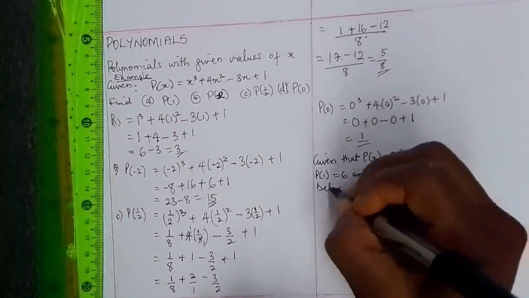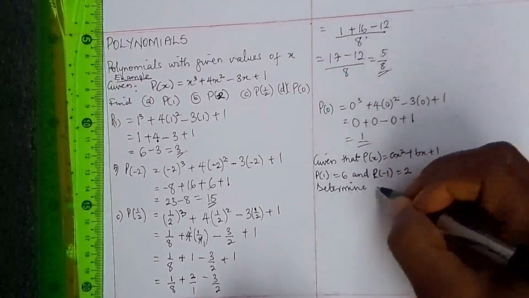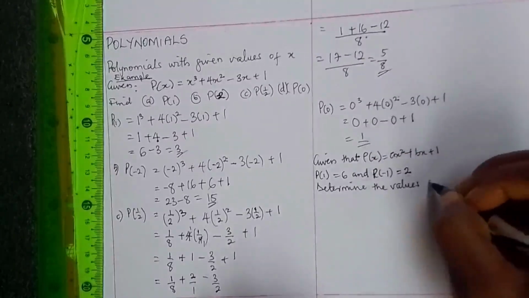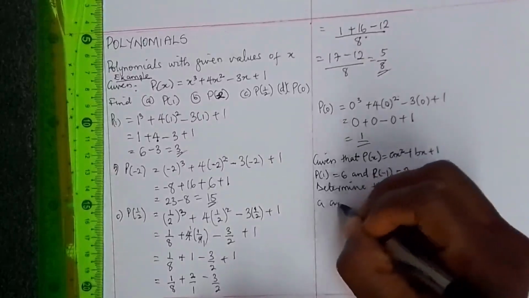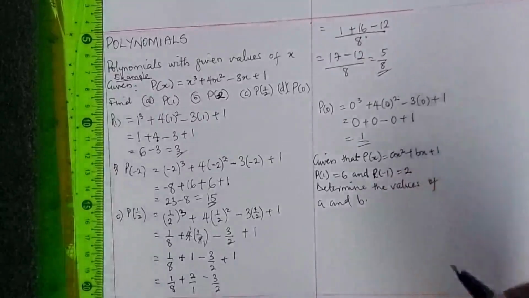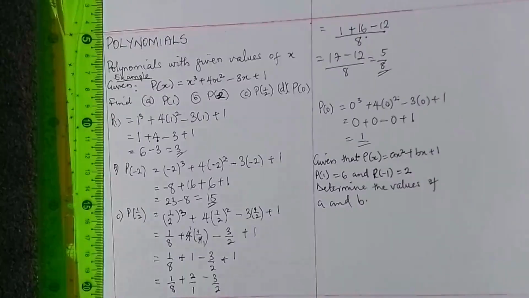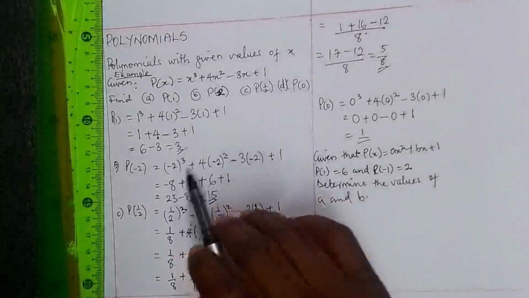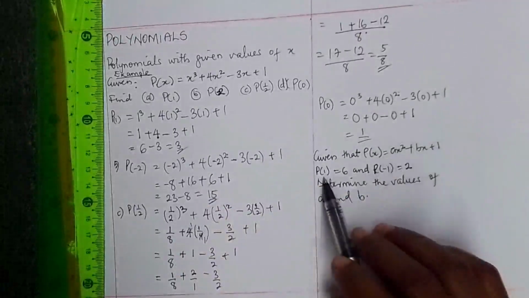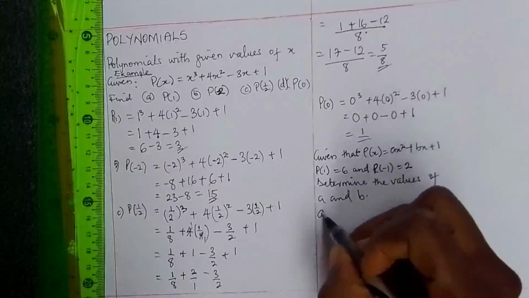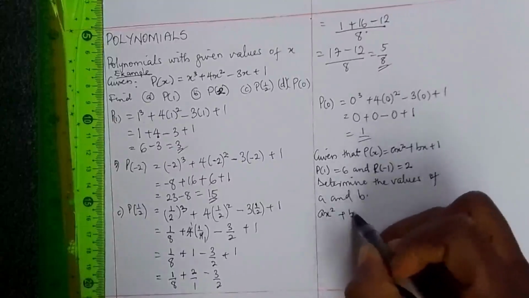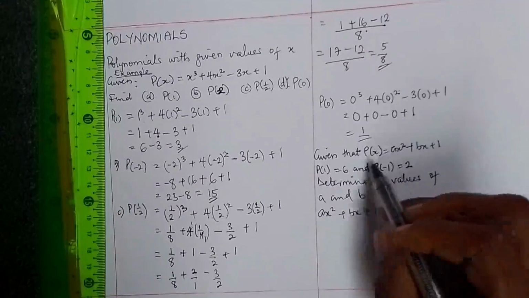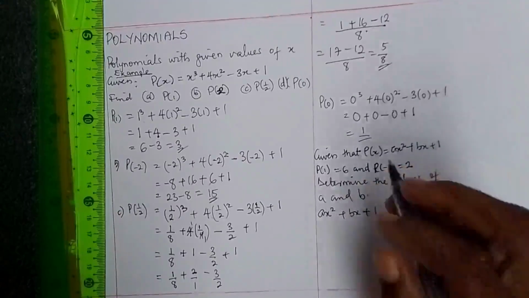They say determine the values of A and B. We are to determine the values of A and B. Here they are giving us a question that looks like a quadratic equation. So just the way we solve this, we'll apply the same thing here. The P of 1 we will now call ax squared plus bx plus 1. Now wherever we see x, we put 1 because that's what the question says.